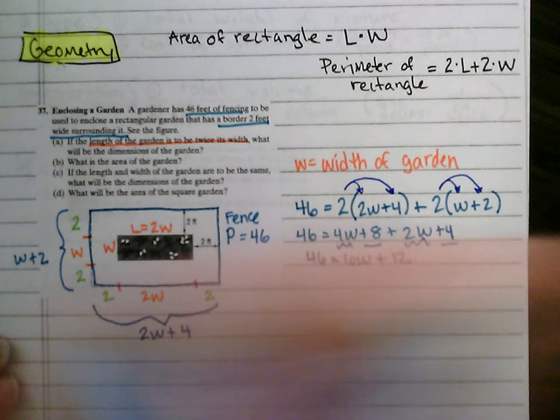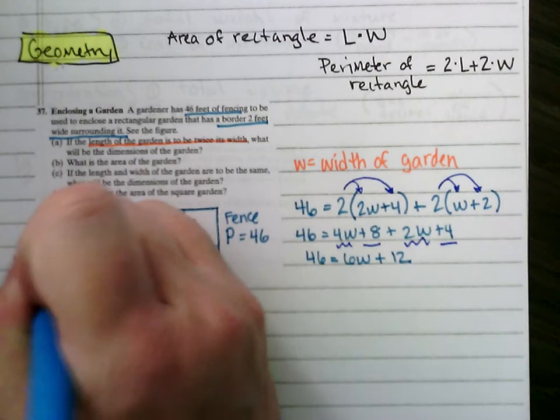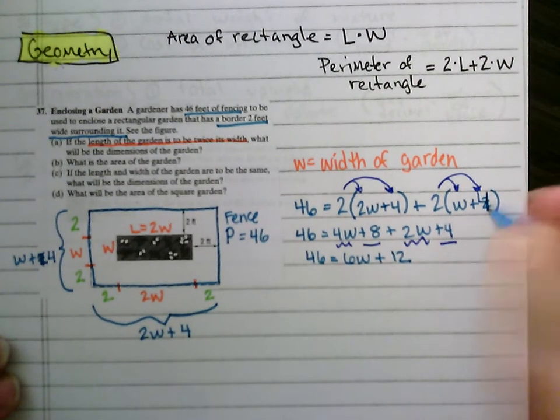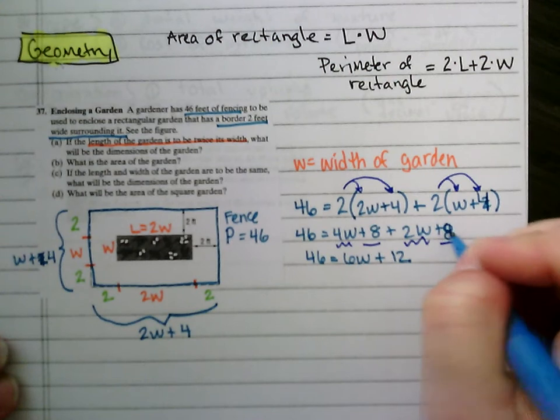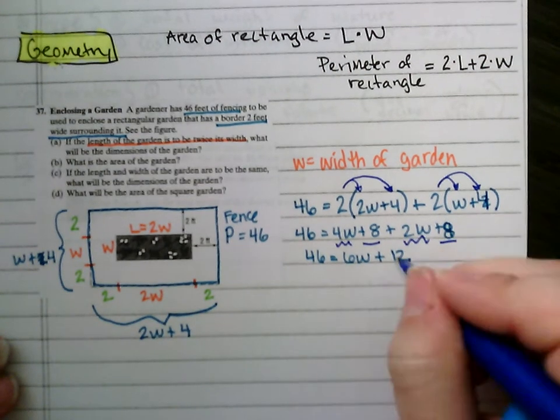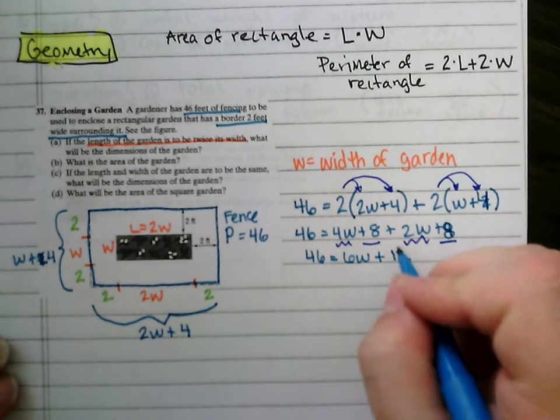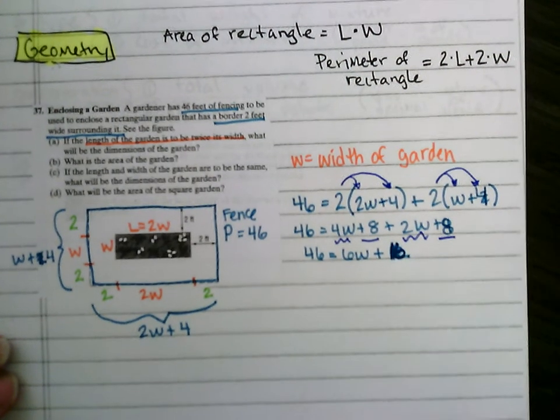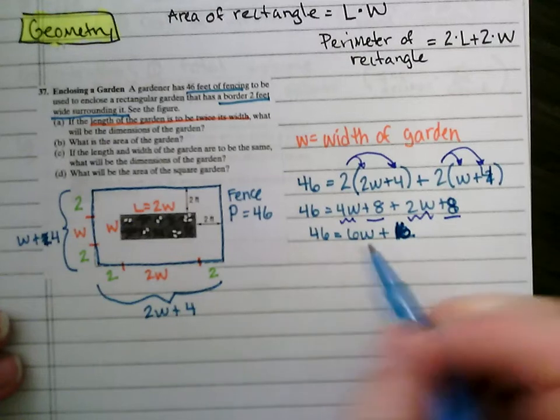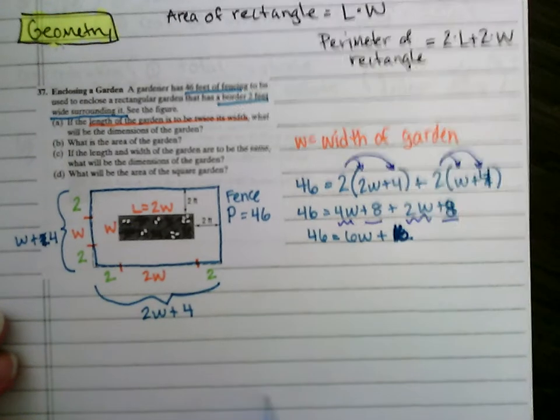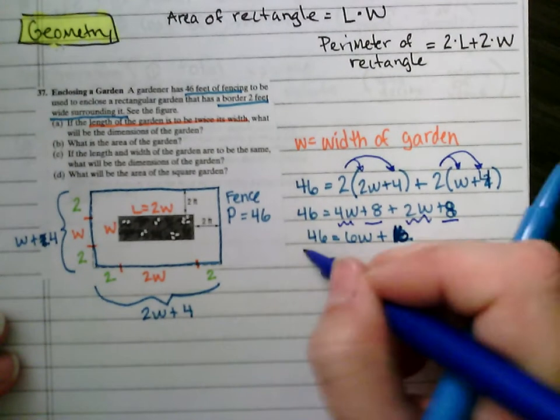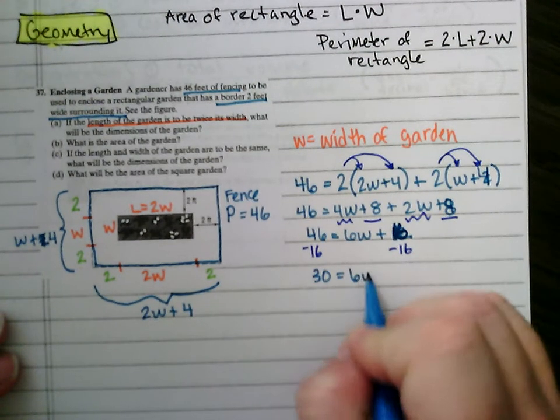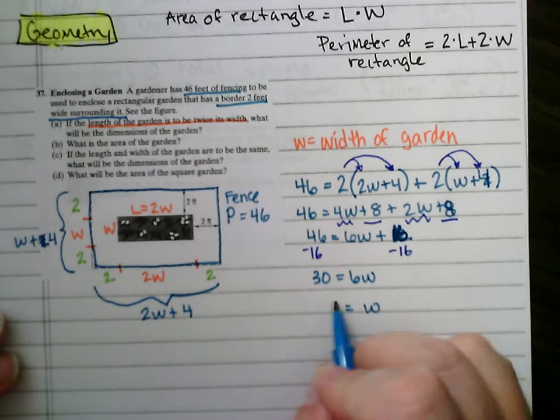Oh, did I write that down wrong? I sure did. Way back here, you guys. That was W plus 4. I know you were probably all thinking it and fixing it in your head, so I appreciate that. If you were here with me, you would have fixed it in person, but you're not, so we'll fix it here. So 6W plus 16, and then subtract the 16. So we get 30 equals 6W, so then W would be 5.